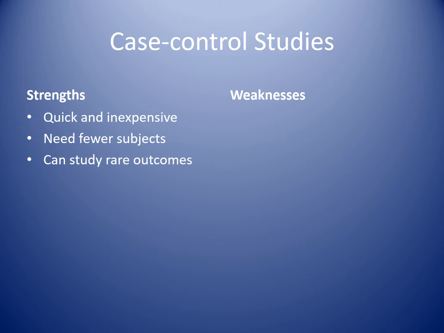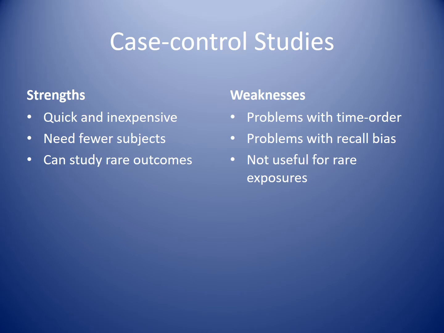For instance, PPHN, persistent pulmonary hypertension of newborns, is very rare, but you can find everyone in the country, for instance, who had PPHN and study all of them. Whereas with a cohort study, you have to follow people over time and wait to see who develops that rare outcome.